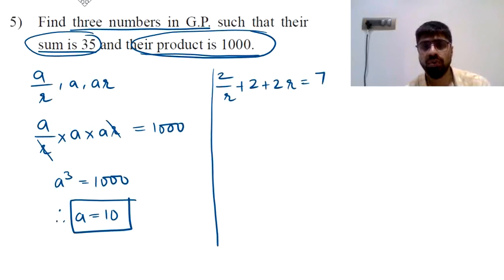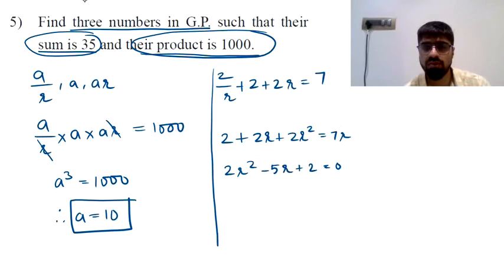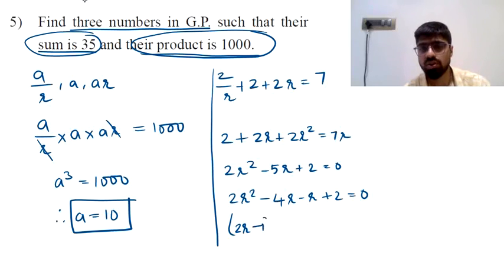You can multiply throughout by R. So this will give you 2 plus 2R plus 2R square is equal to 7R. Take that 7R on the left. So you have 2R square minus 5R plus 2 is equal to 0. If you try to factorize this, it will be 2R square minus 4R minus R plus 2 equal to 0. So this is going to be 2R. From this bracket you are taking out a minus 1 common, and the leftover brackets are going to be 2R and minus, sorry, it's going to be R and minus 2.